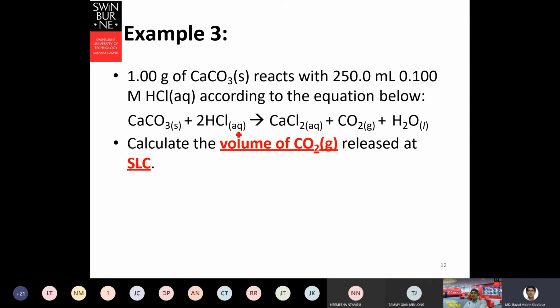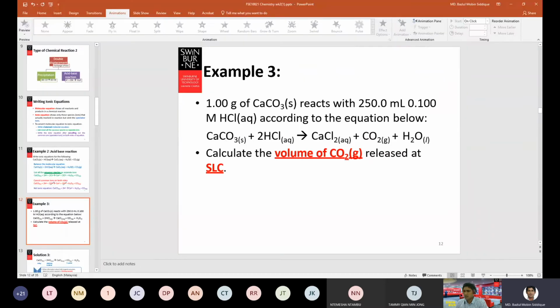Now we are going to example 3, right? It says 1 gram of calcium carbonate. But before that, I want to show you one thing, the periodic table.